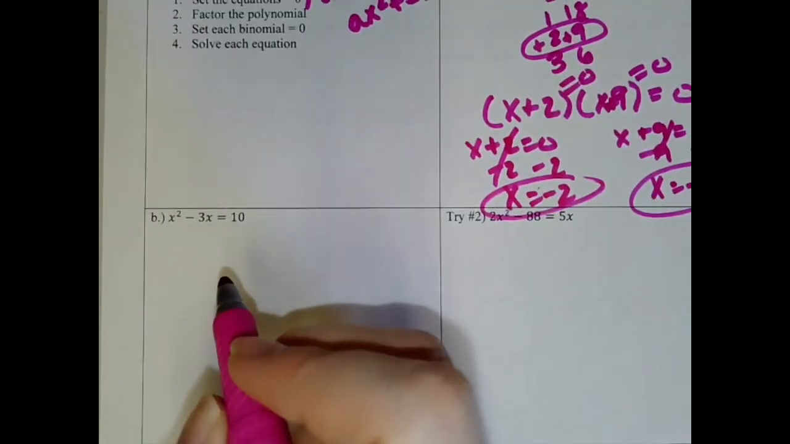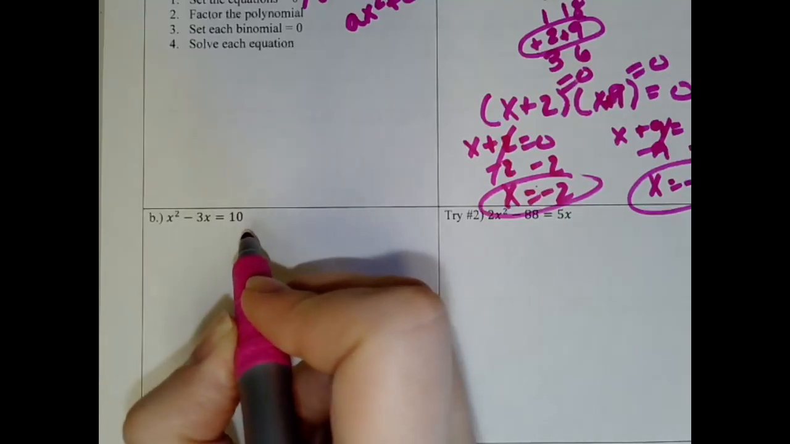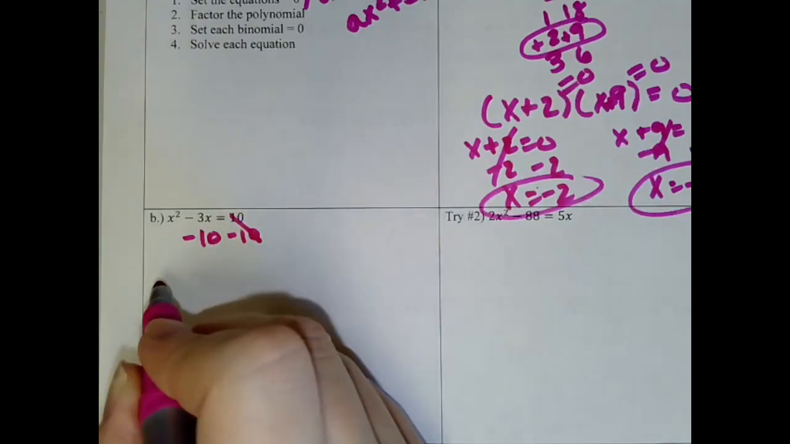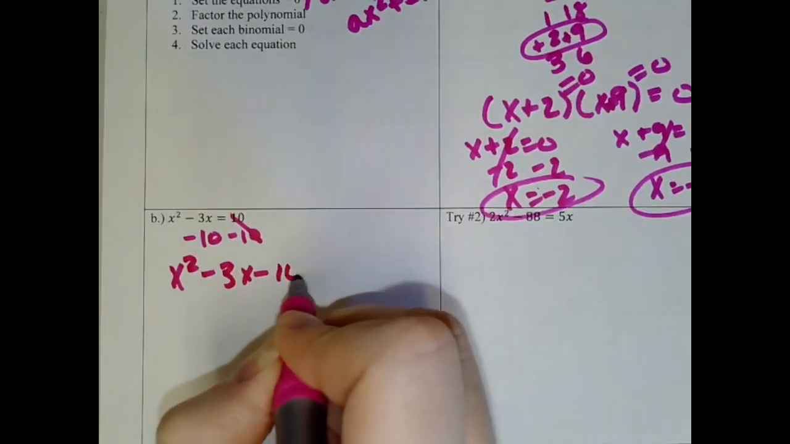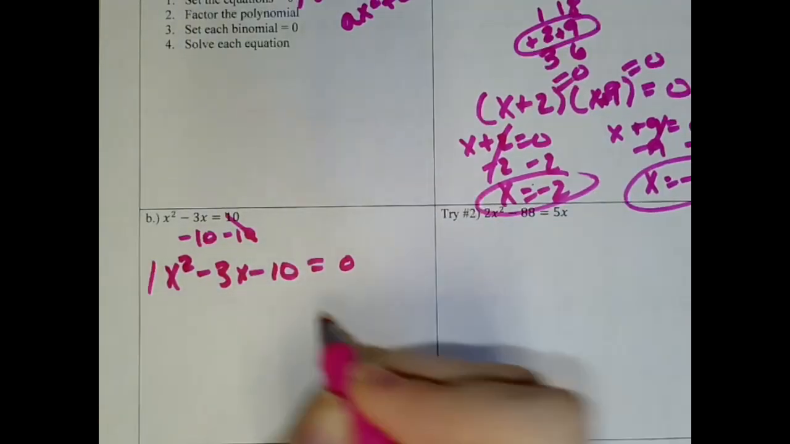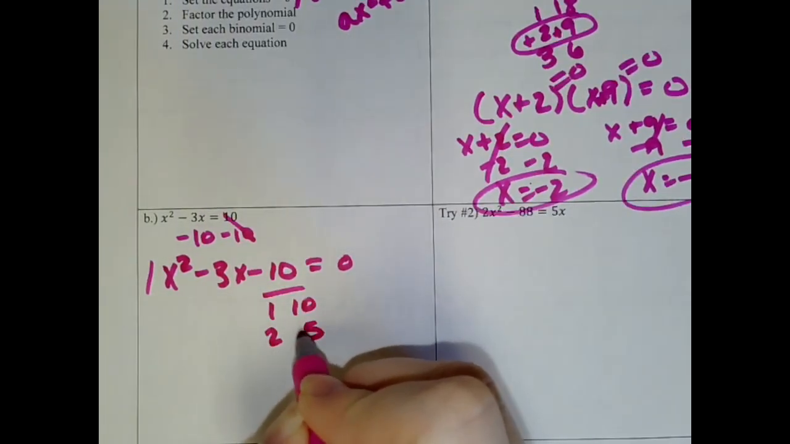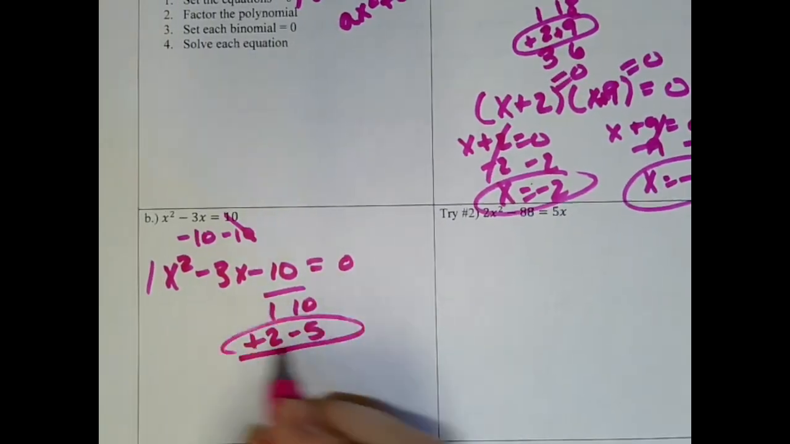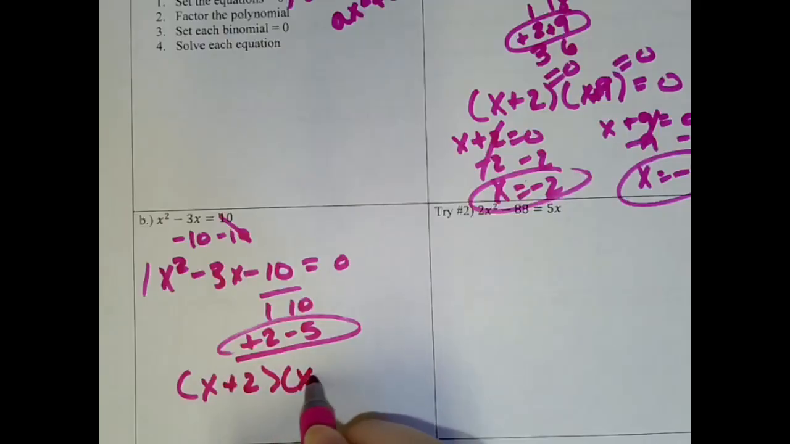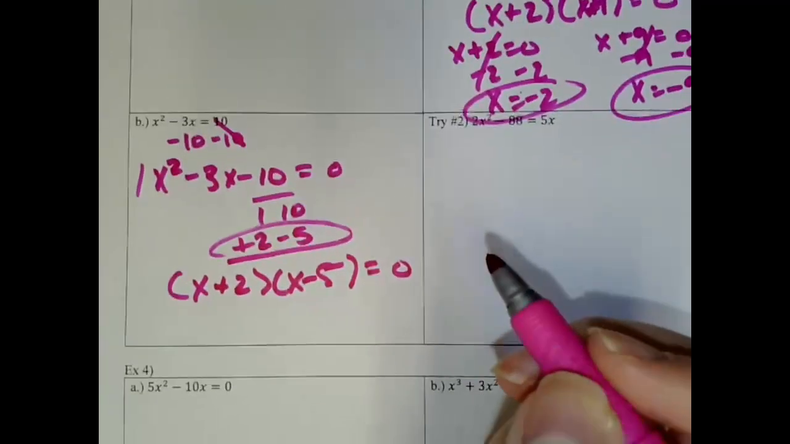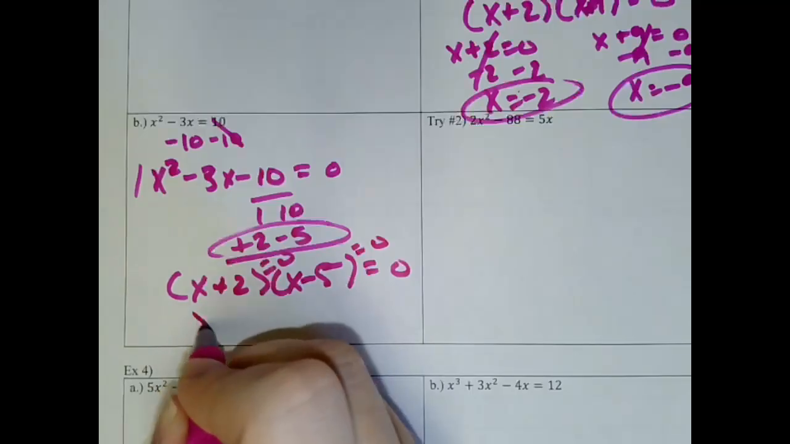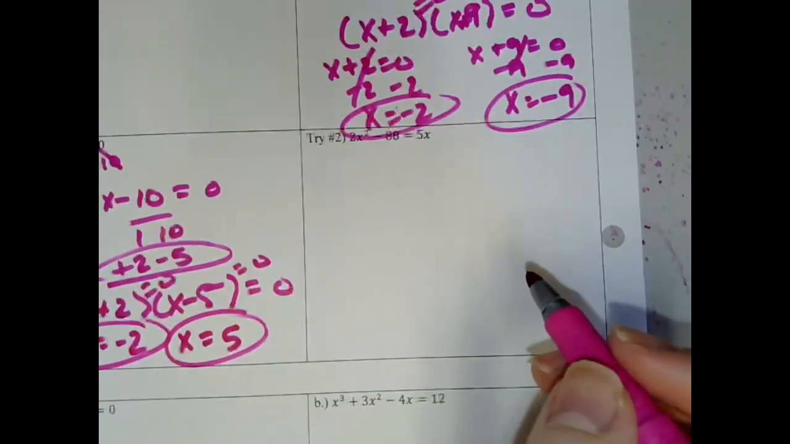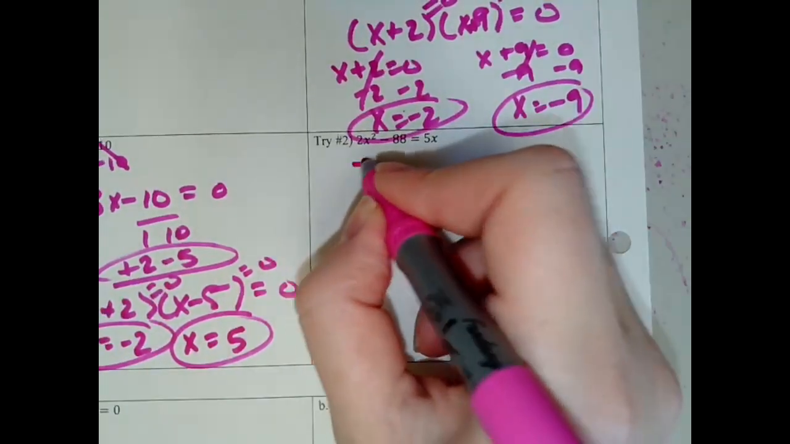So for the next one, we have a quadratic. Now, it's not currently set equal to 0. We do have to fix that. We're going to subtract 10 from each side to move it over, giving me x squared minus 3x minus 10 equals 0. Now, trinomial where a is 1, we can still do guess and check. Now this time it's negative, which means different signs to get the middle term, which is a negative 3. That's positive 2, negative 5. So this is my factored form. And now I set each part equal to 0 to get x equals negative 2, x equals positive 5 when you solve those.